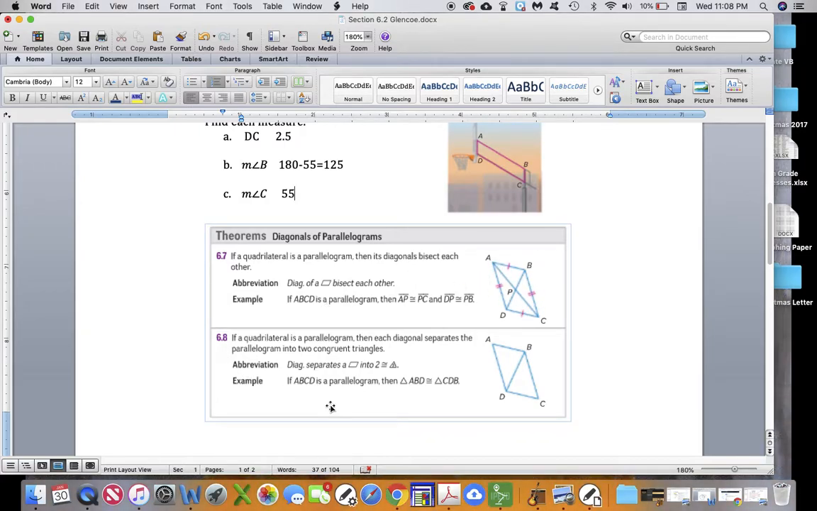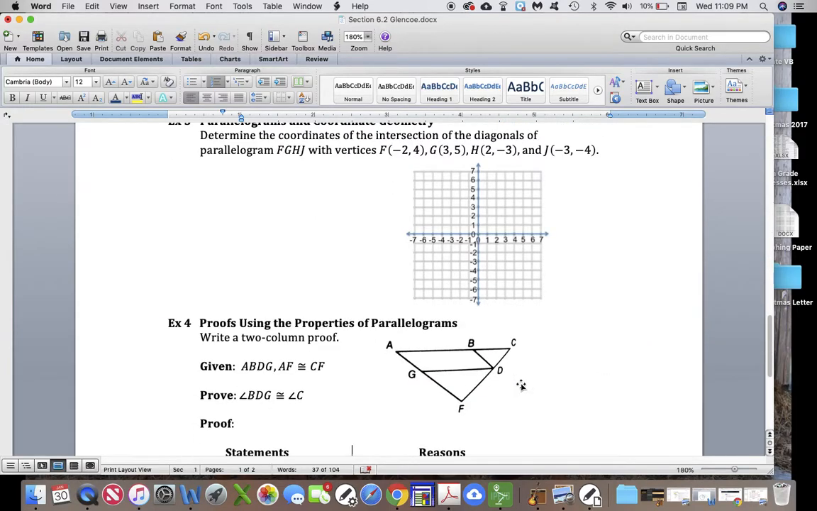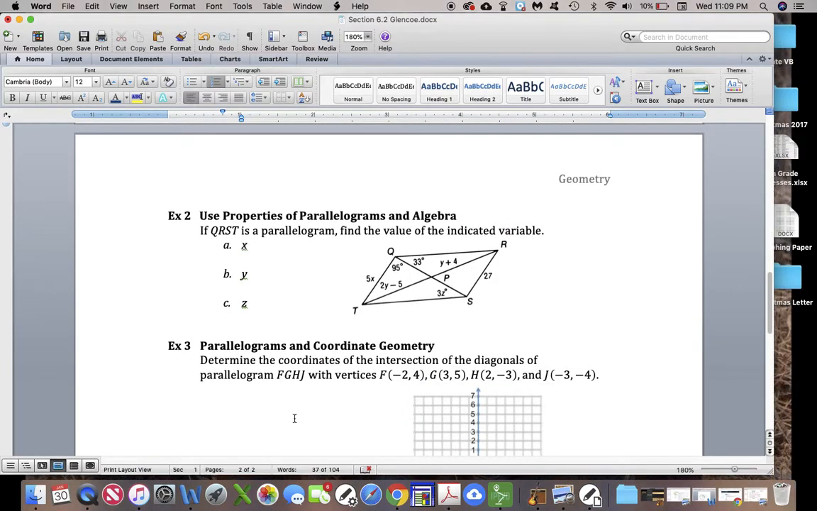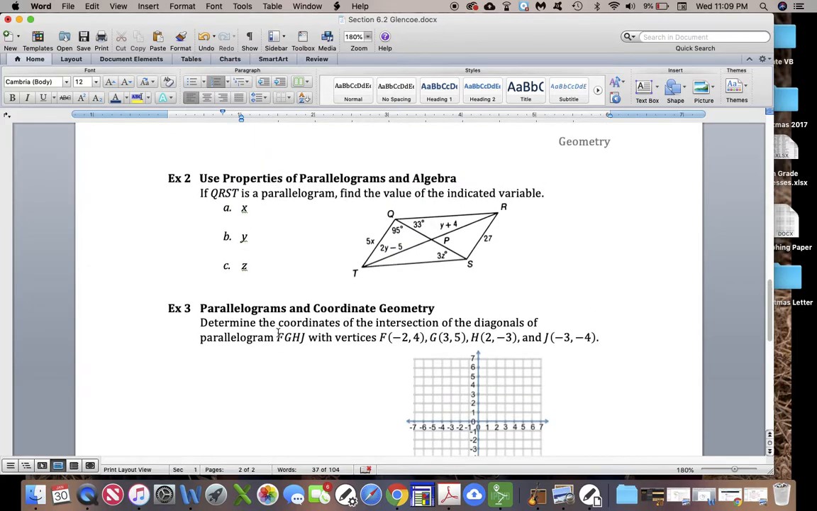And then 6-8, we didn't talk about on the other grid, but basically if you have a parallelogram and you draw one of the diagonals, it doesn't matter which one you draw. They've drawn this one. You could draw this one if you wanted to. That separates this parallelogram into two triangles that are exactly the same shape and size. Those two triangles are going to be completely congruent. So same shape, same size for both of those. All right, I'm going to answer this example 2, and then we'll save example 3 and 4 for tomorrow.